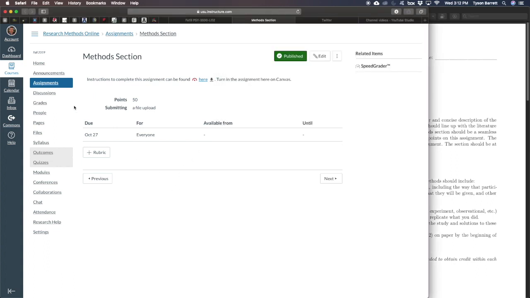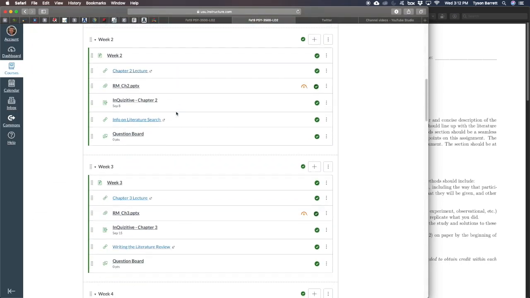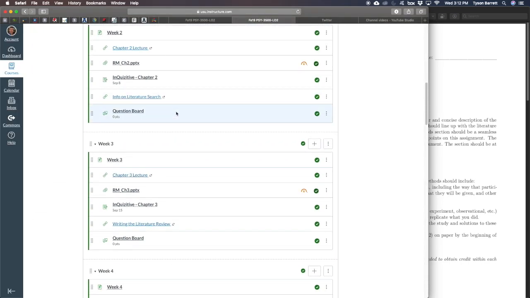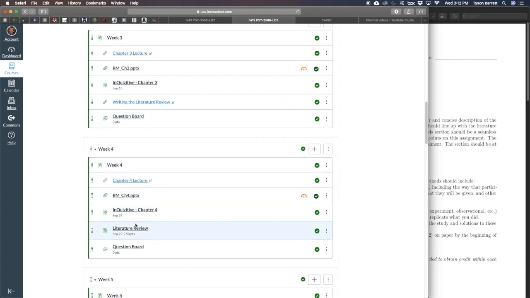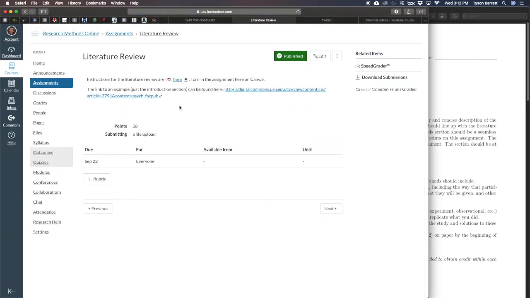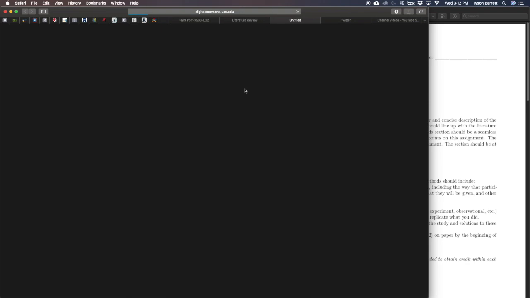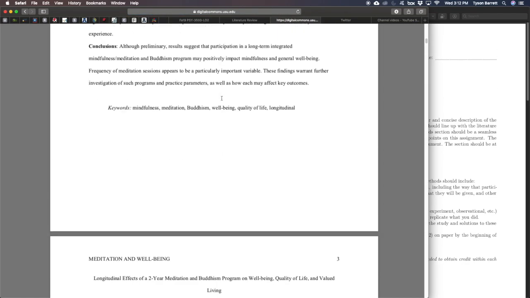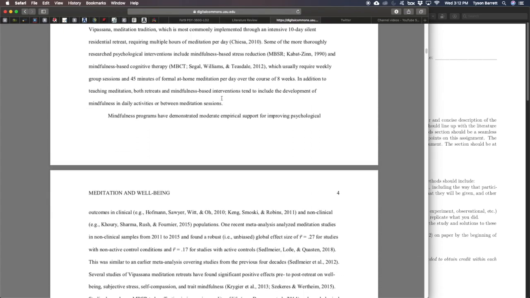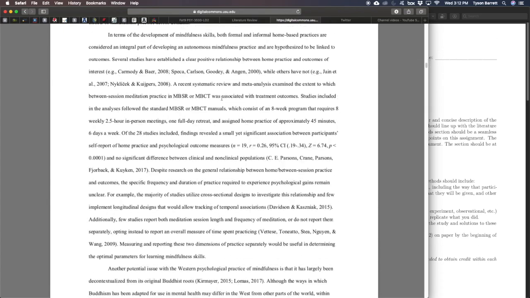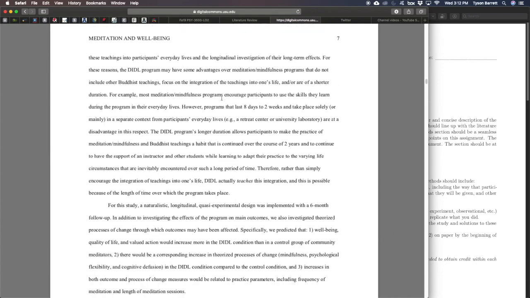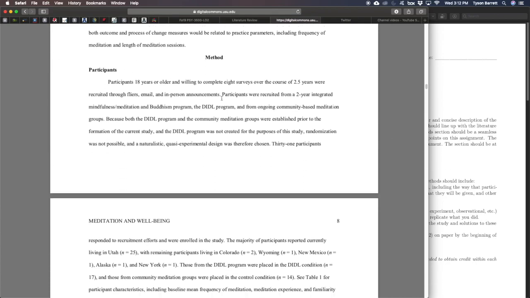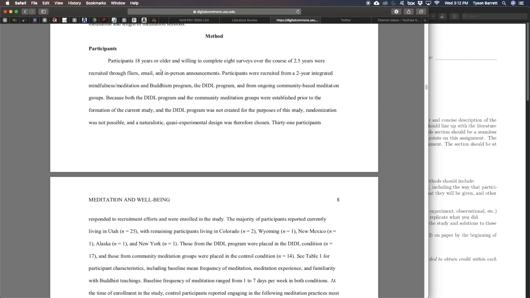The example I gave, so if we go back to home and Canvas with the literature review, this example here, scroll down. I told you to look at this for the literature review. That's a much longer one than you needed to do. It gets to the method, it talks about participants. So this is the sample. Where did their participants come from? Who are they?